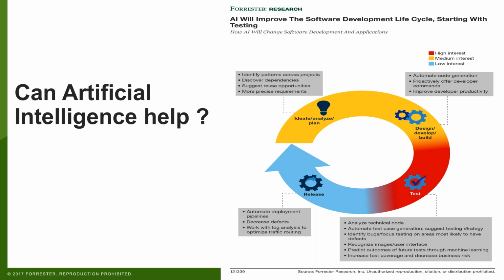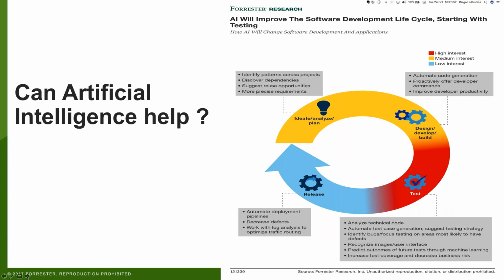Being able to predict outcomes of future tests through these machine learning algorithms can increase test coverage and decrease business risk, and even be more precise on images and user interface. So there's a whole area, and I'm kicking off a new research in January 2018 on going deeper into how AI can help, and what type of AI technologies can be used for which bits of testing.